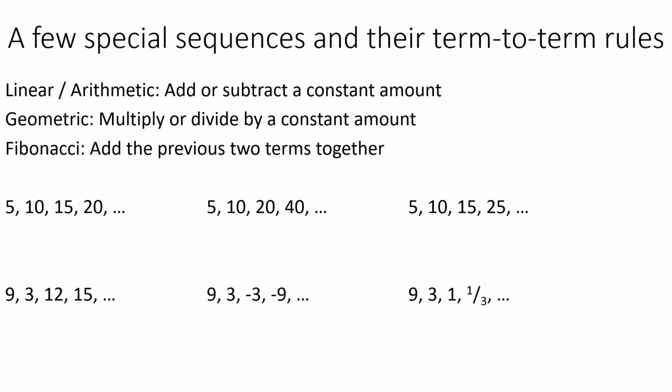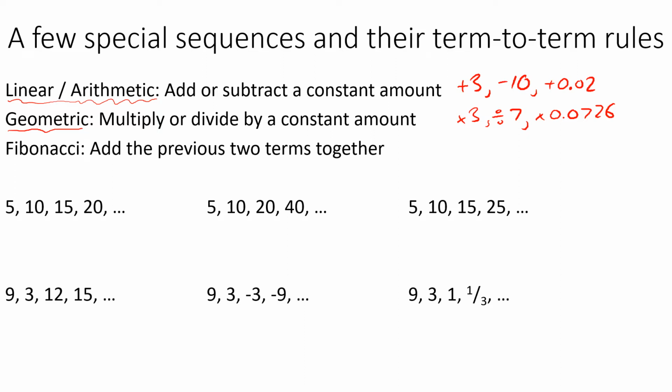The first type is a linear or an arithmetic sequence, or sometimes called an arithmetic progression, which just means that your term-to-term rule is that you add or subtract a constant amount. So for example, you could have a term-to-term rule of plus 3, or minus 10, or plus 0.02. Those would all be arithmetic or linear sequences. A geometric is one where we're multiplying or dividing by a constant amount. So for example, times by 3, or divide by 7, or times by 0.0726. Those are all geometric sequences, or the term-to-term rules for them.